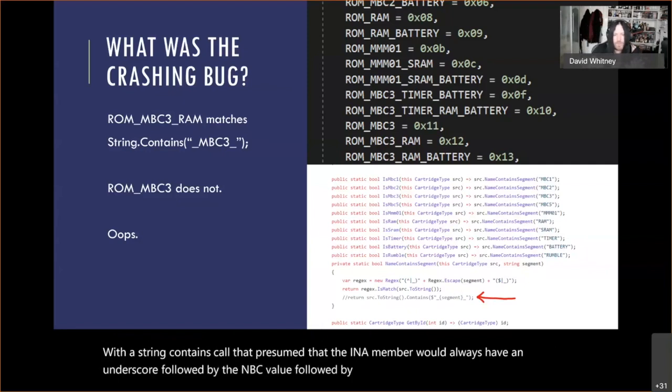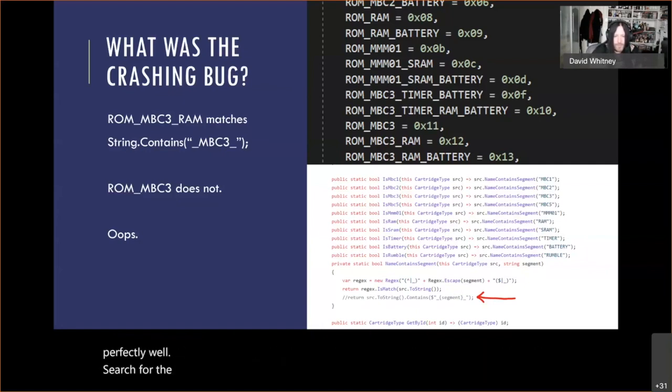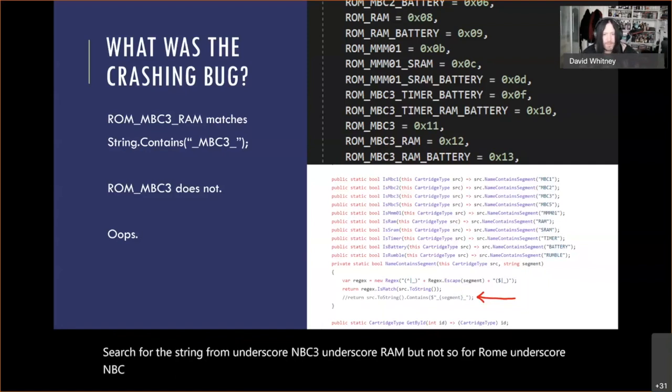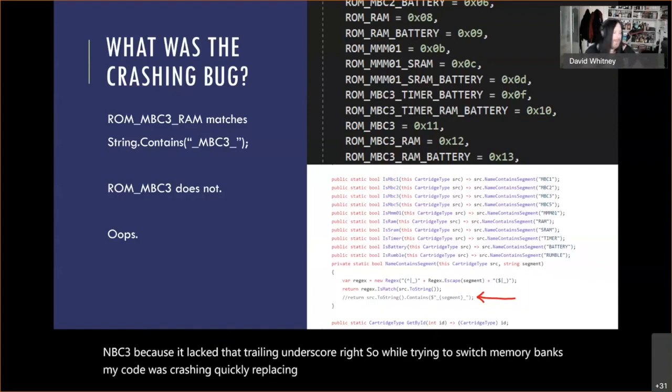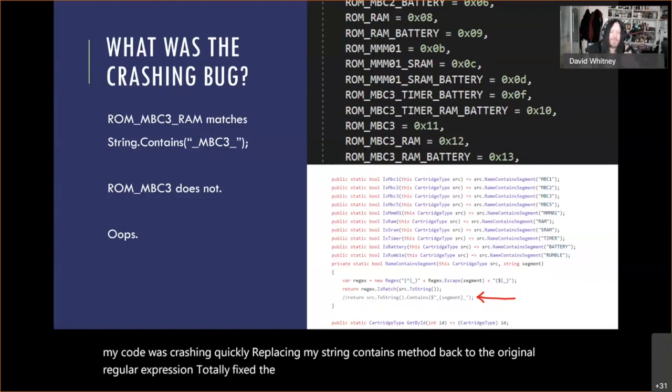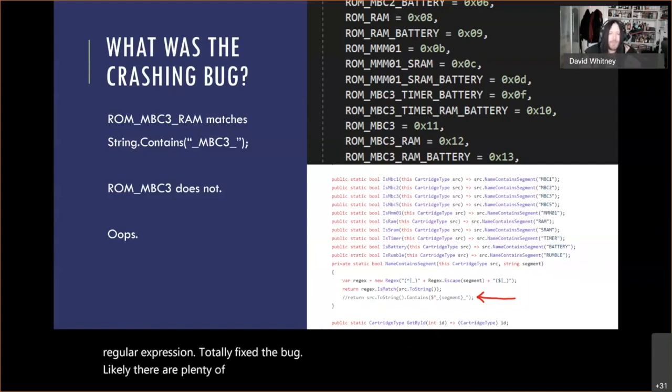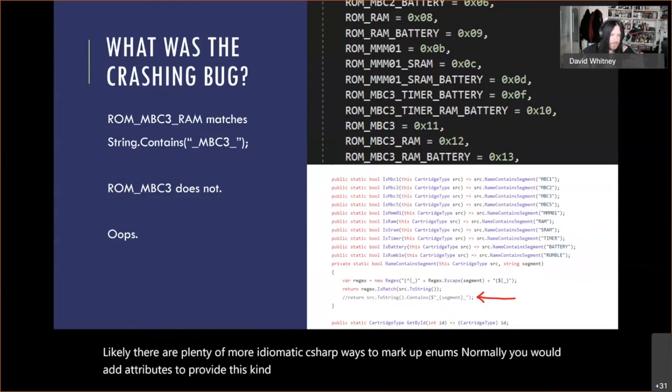Cool. Which works totally perfectly well for the string ROM underscore MBC3 underscore RAM, but not so well for ROM underscore MBC3 because it lacked that trailing underscore, right? So while trying to switch memory banks, my code was crashing. Quickly replacing my string contains method back to the original regular expression totally fixed the bug. It's likely that there are plenty more idiomatic C# ways to mark up enums. Normally, you would add attributes to provide this kind of categorization and do some kind of meta programming, but you know what? That's probably a little bit too slow.